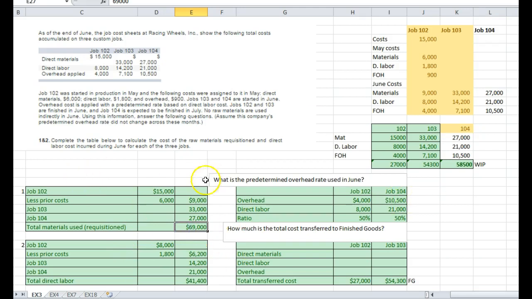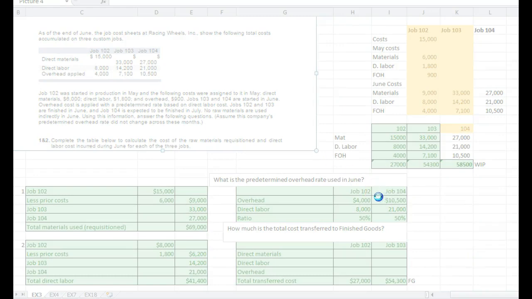You're going to do the same thing with labor. $8,000 is May and June minus what was done in May, which was $1,800. That leaves us $6,200. Again, you're just going to pull the 42 and the 21 off of this up here because they didn't have priors. So now we have direct labor of 41,400.